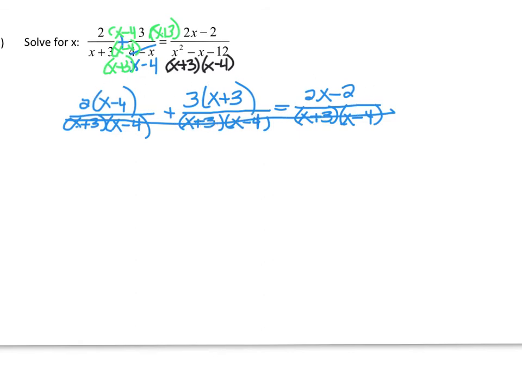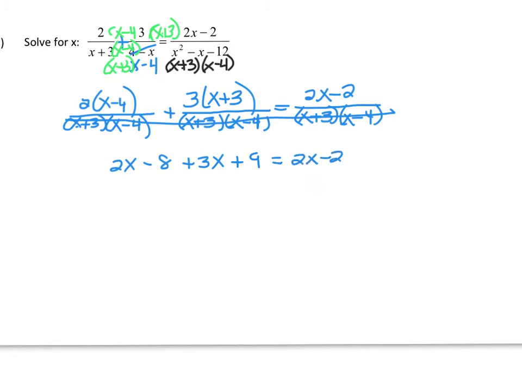Okay, so I'm going to distribute. 2 times x is 2x, and then 2 times negative 4 is negative 8. Now we have a positive 3, right? This plus 3. So positive 3 times x would be positive 3x, and then positive 3 times 3 would be positive 9. And we can bring down the equals and the 2x minus 2.